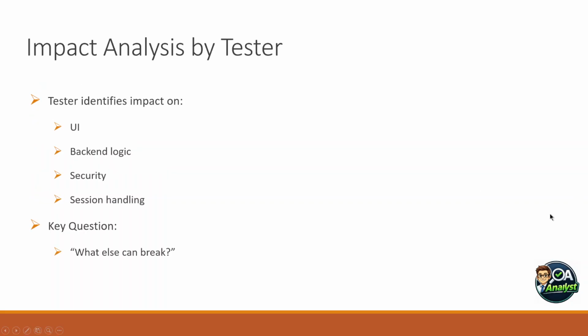Okay, now let's talk about the impact analysis by the tester. Impact analysis means understanding which modules are affected, which test cases need to be updated, which old functionalities may break. For example, adding OTP login may impact login UI, backend authentication, session management, and error handling. A good tester always asks what else can break.